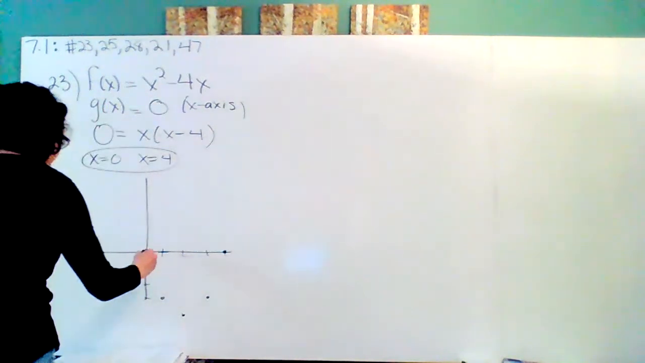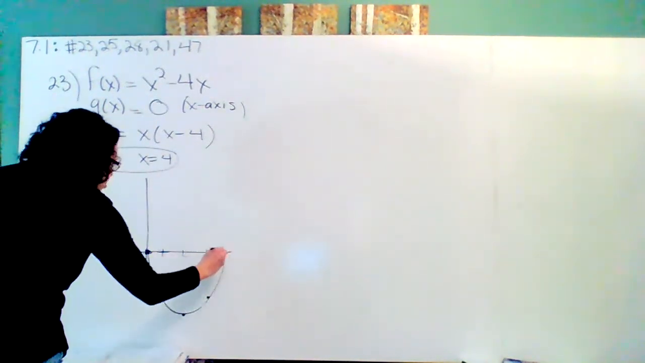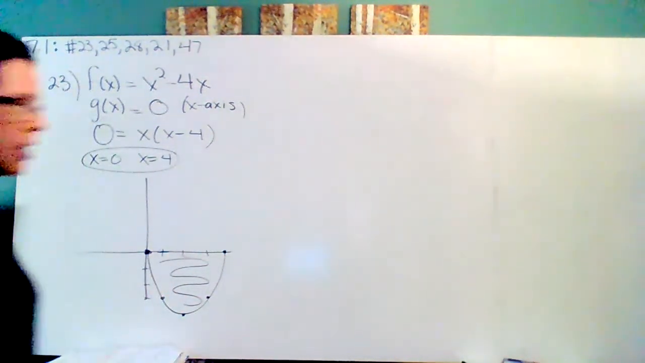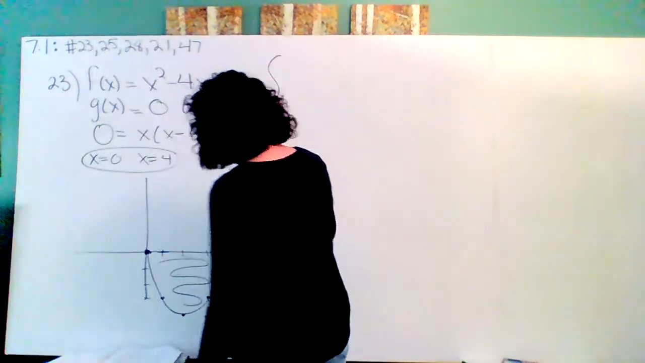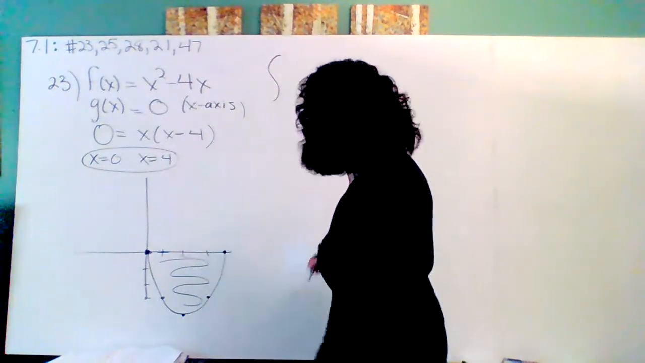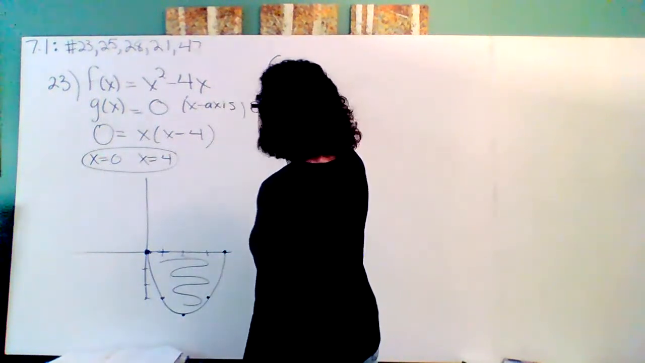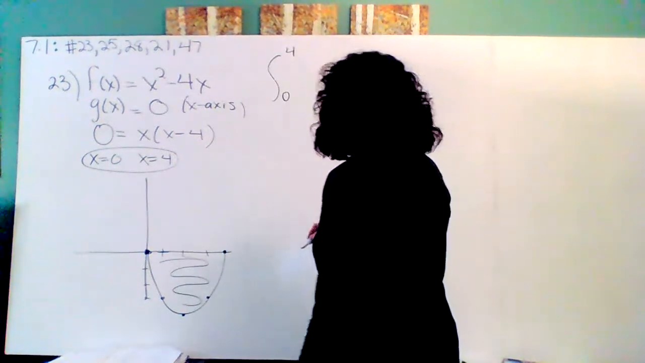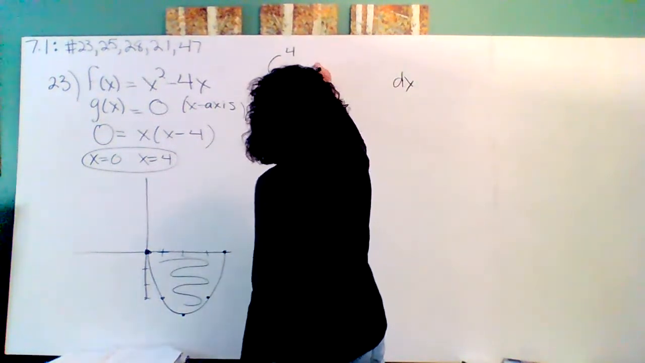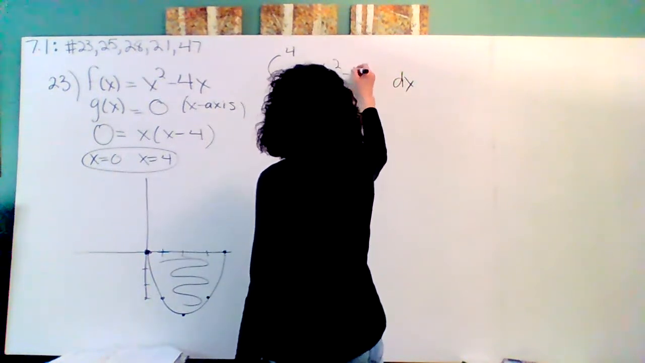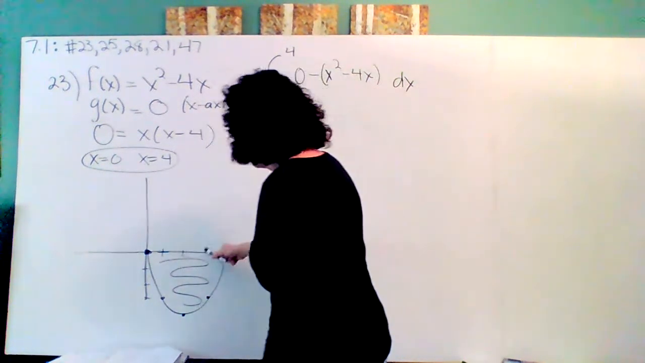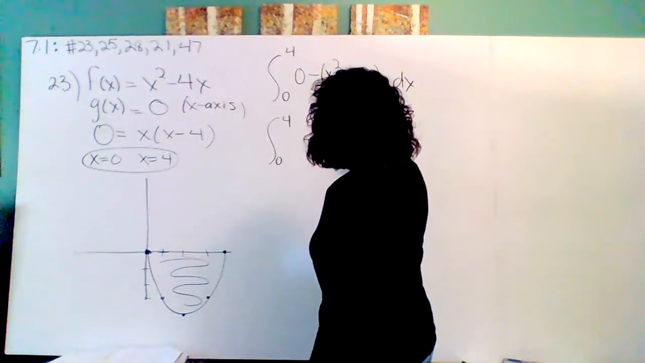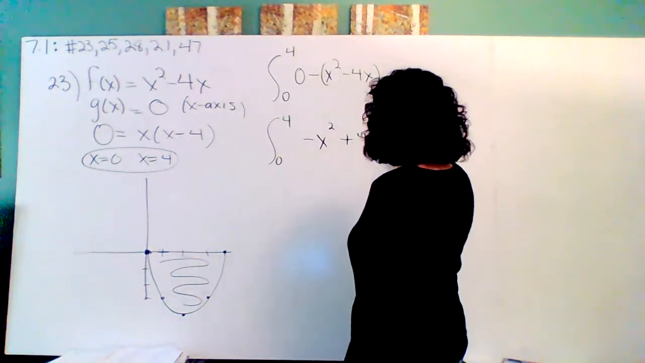And we knew this was a parabola that goes upward. So we're trying to find the area of this region right here. We have an upper function, which is 0, minus the lower function. Our x's are going from 0 to 4, dx, and we have 0 minus the function x squared minus 4x. Again, upper minus lower. So this is the integral of -x squared plus 4x dx.